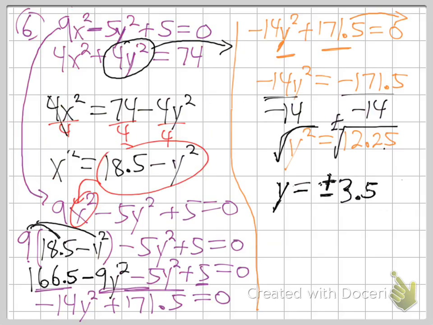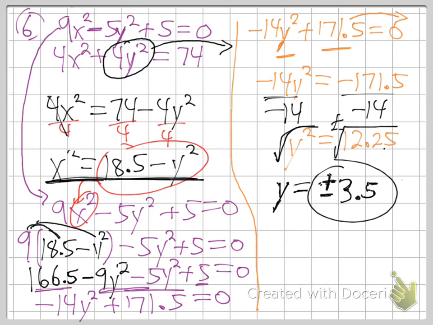Well, I guess I didn't even have minus on that one. But here, I'm going to take plus or minus 3.5. And where am I going to plug in? Well, I want to get x, so it'd be nice to plug in where x is almost alone, right here.